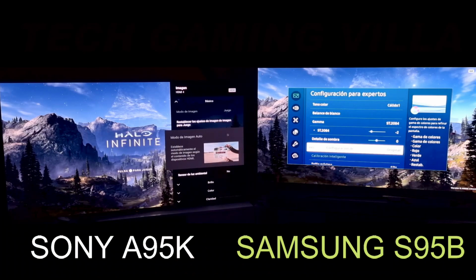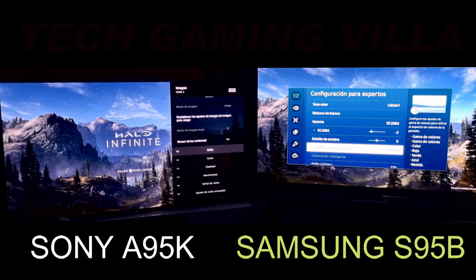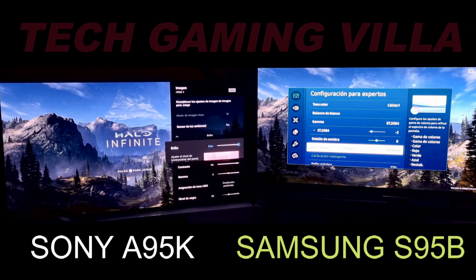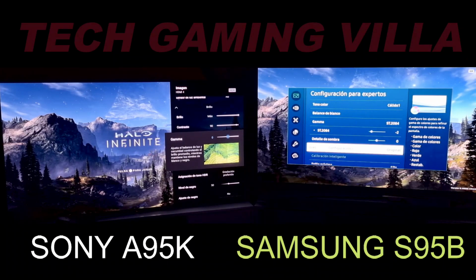But what differences are there between the two models? To answer this question, you should not miss this comparison of Samsung S95B versus Sony A95K, where we'll see the benefits of each model.